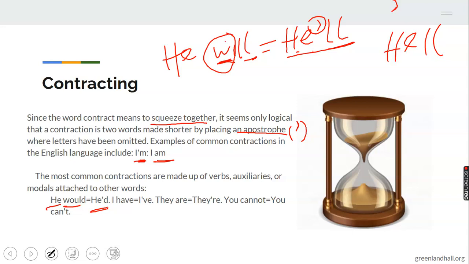Look at this one. I have, the contracted form of I have is what? I've. Look at this. They have, we've turned to what? They've. You cannot will be what? You can't. Can you see that? Instead of writing cannot, the cannot has been shortened, has been contracted to what? Can't.